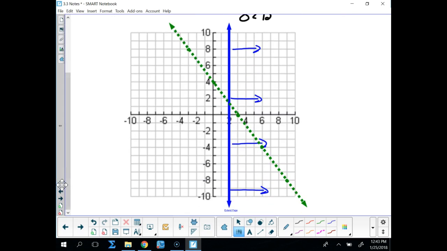So I don't really care about over here because that's not going to be in my answer. So I'm only going to, you know what I mean? I'm only going to make my arrows down there because up here is not part of my answer because it doesn't work out with the blue. Okay?